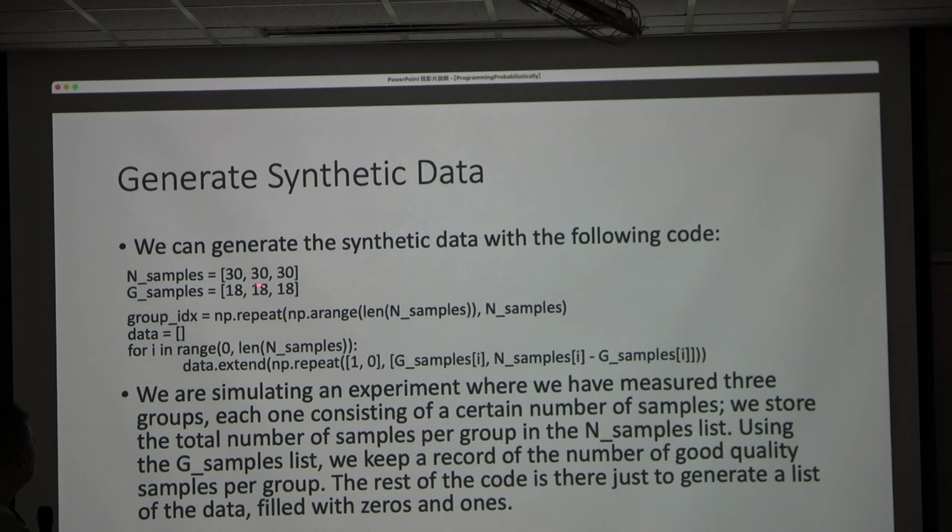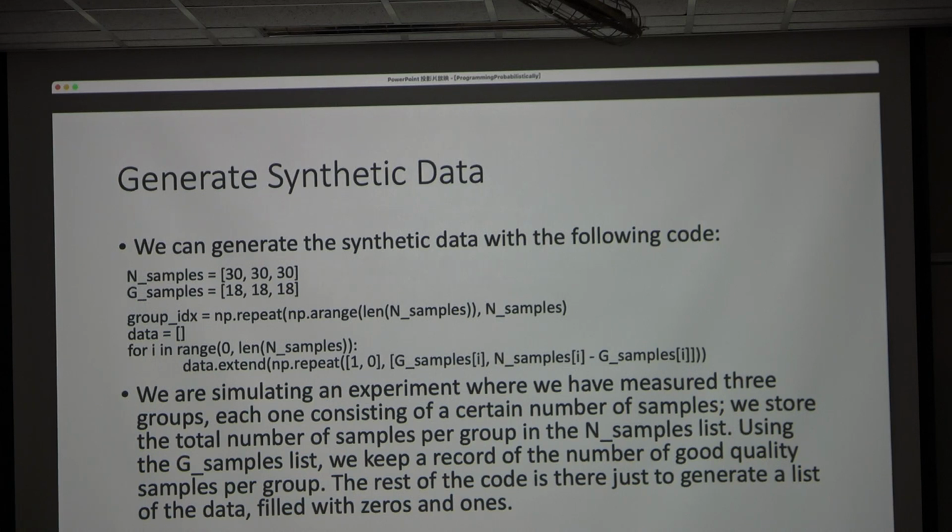N sample is 30, 30, 30. G sample is 18, 18, 18. Here it represents 3 districts. We have 3 different areas, and in each area we have 30 samples. So n sample just means the number of samples, and g sample just means the number of samples that are good. Hopefully that is very easy to explain, right?